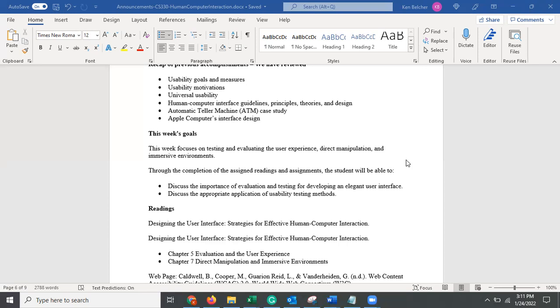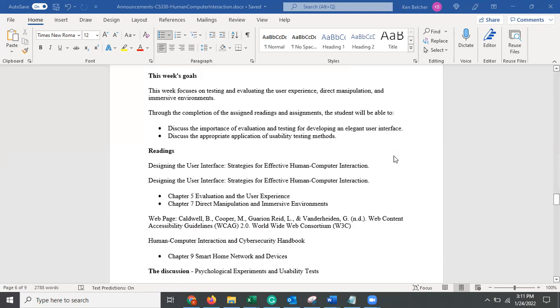We'll also discuss the appropriate application for usability testing. So usability testing evaluation is extremely important. It's really easy as developers to build something that we think, especially as IT people, is easy to use, but is it usable for a non-IT person or somebody that has a reluctance to technology in general?